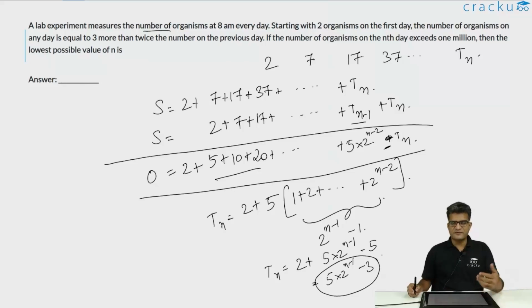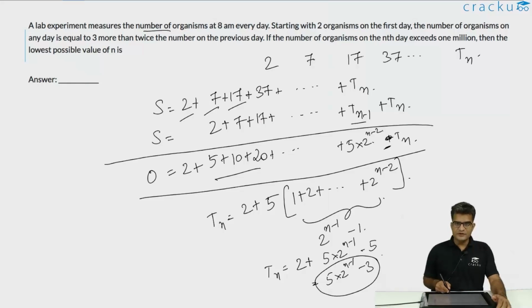You can substitute the value of n equal to 1. If n is 1, this will be equal to 2, which satisfies. If n is equal to 2, 5 into 2 minus 3 will be 7. If n is 3, it will be 5 into 2 square, that is 4, so that is 20 minus 3, which is 17. So you can see that the pattern is actually matching.